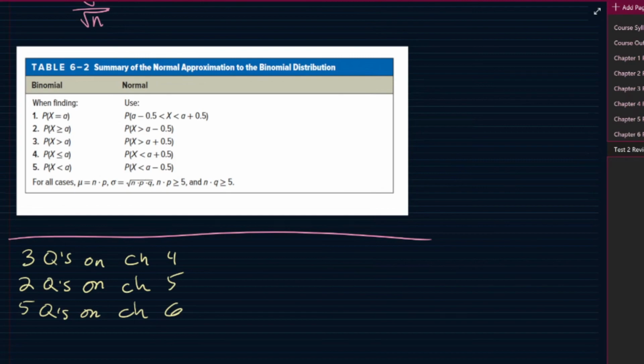And let's see, is there anything else? I think that's it. If there's anything else that I need to mention, I'll probably send out an email or so.